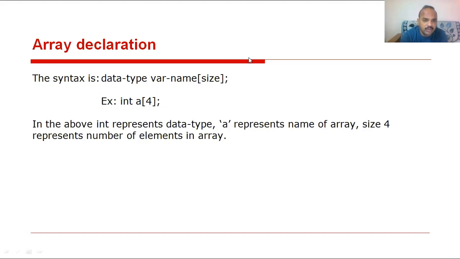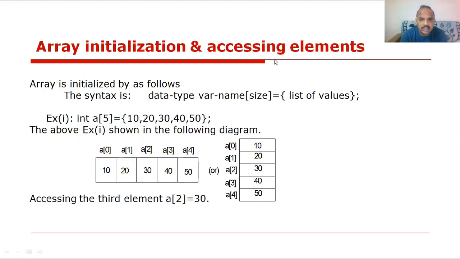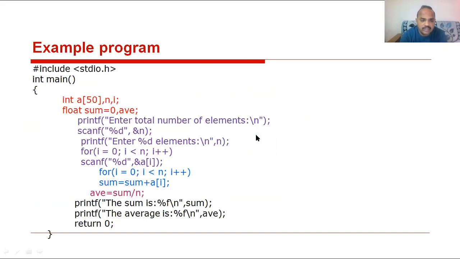So this is the general syntax of the one-dimensional array. This is an example for the one-dimensional array. Then this is the general example for the array initialization. Okay. Next one, this is an example program for one-dimensional array.